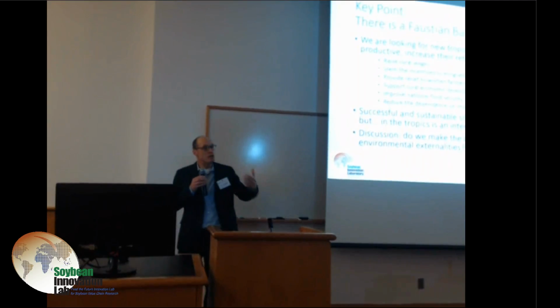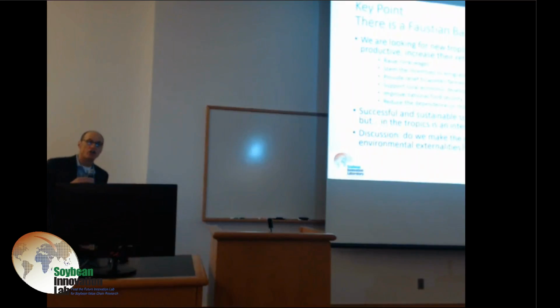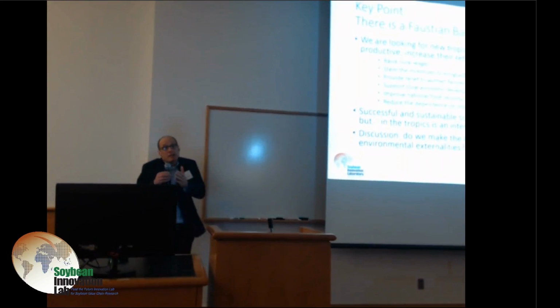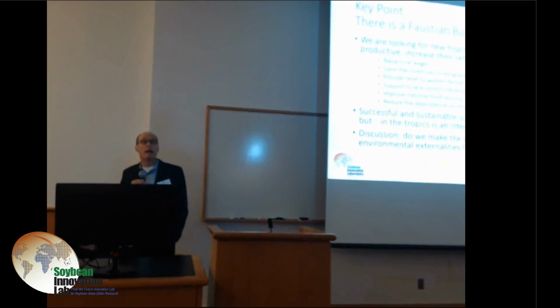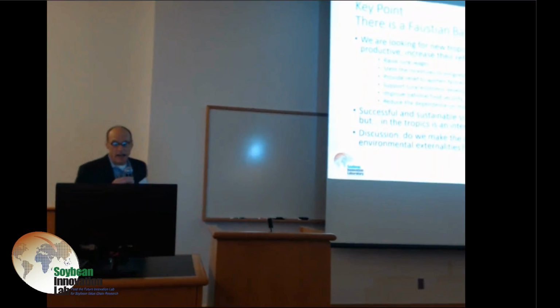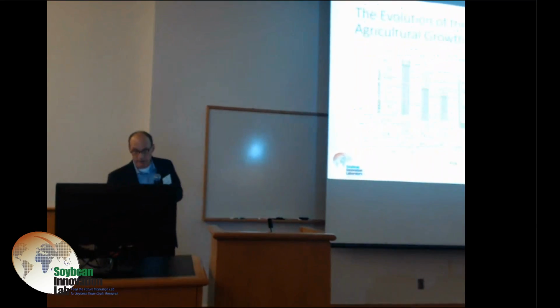I'm not going to go into solutions or ideas. Probably we can do that in discussion or later at lunch or other times. But do we make the deal? And many are in denial of the deal. They're going to say, no, we should go low input. I'll show some data of what low input gets you in the tropics. And if we do engage the bargain, how do we reduce the externality?